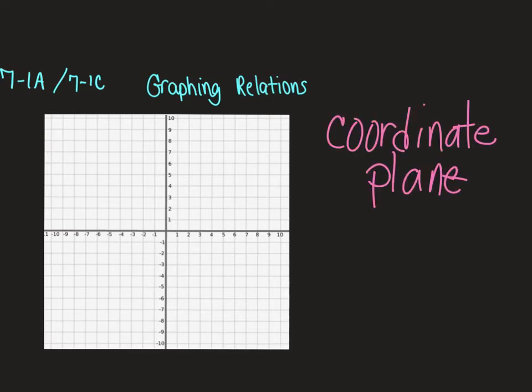A coordinate plane is made when you crisscross two lines. So this whole picture right here is a coordinate plane. A coordinate plane is made up of four sections. Those four sections are called quadrants. And where they cross, right here in the middle, that vocabulary word is origin. The origin is the place where the two lines cross.